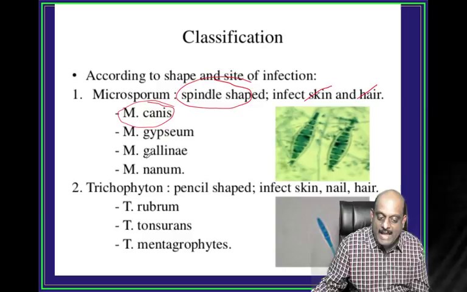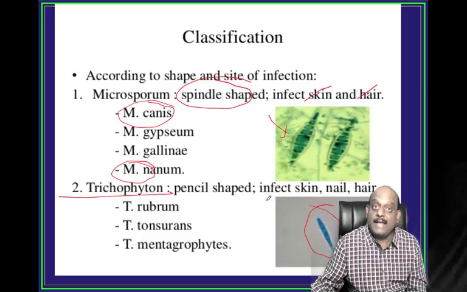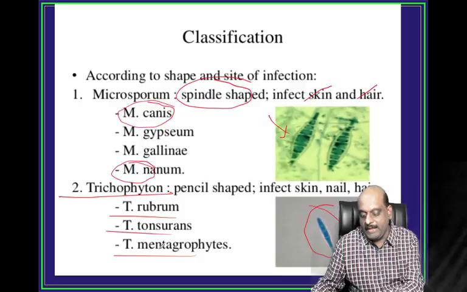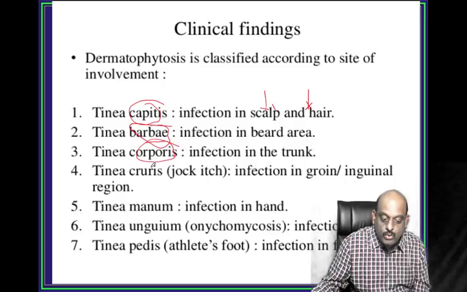Then Trichophyton are pencil shaped. So they infect all three: skin, nail, hair. All the three get affected. Trichophyton rubrum, tonsurans, mentagrophytes, they're all Trichophyton. So tinea capitis, infection of scalp and hair. Barbae means beard area. Corporis means trunk. Cruris is called jock itch.